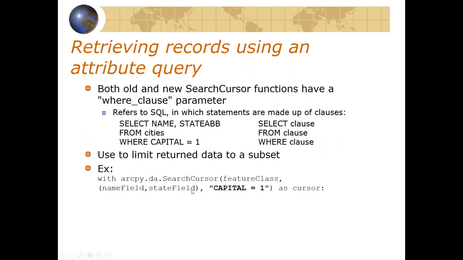And so here's an example. Same cities feature class that we saw a couple slides ago. And instead of just getting all of the records found in that feature class, we're applying a where clause saying that the capital field has to hold a value of one.